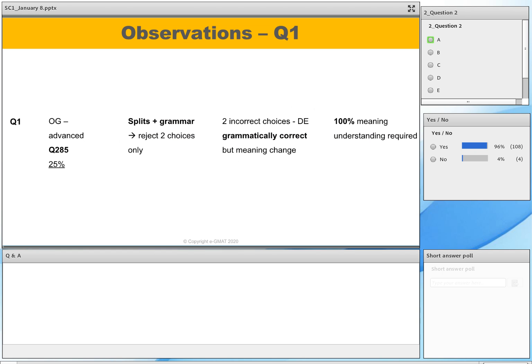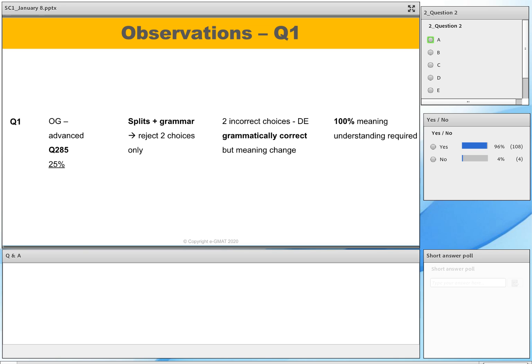Really quick, some information on observations from question 1, just to give you guys some data. This was from OG Advanced. 25% of the question was underlined. And what you're going to see as we move through this is all the questions are going to have different amounts underlined. Do not let the amount that is underlined in the question freak you out. You're going to treat all questions the same.